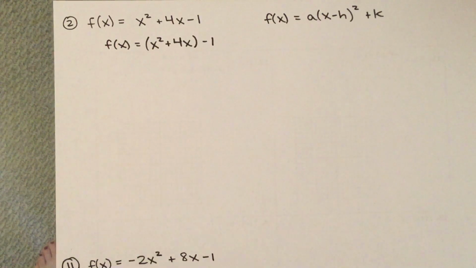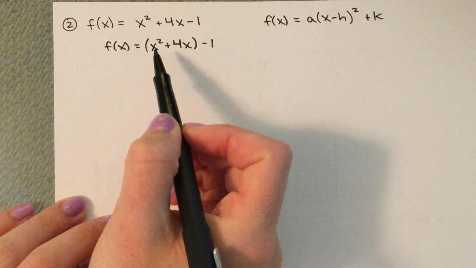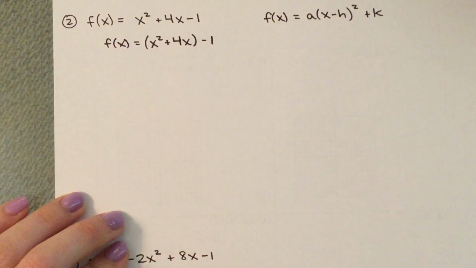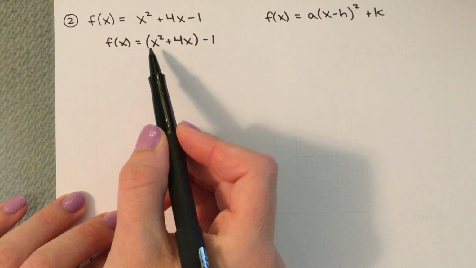Step number 2, if a isn't 1, factor it outside. Here a is 1. Remember, a is the number in front of the x squared. So step 2 is a step that we can skip. Skip over number 2. Don't worry about factoring a number out because it's just a 1.